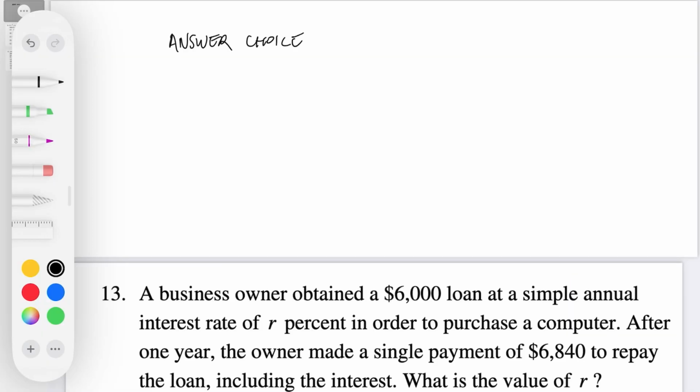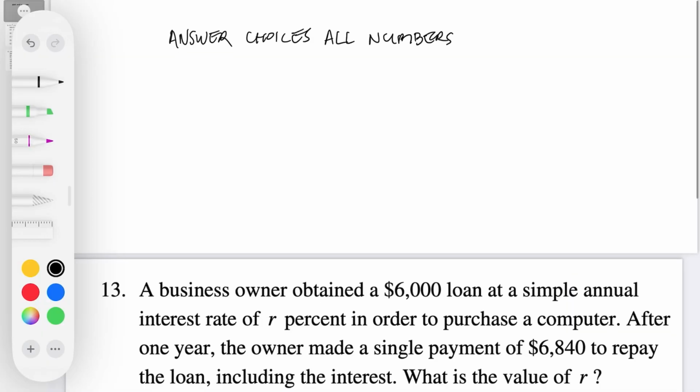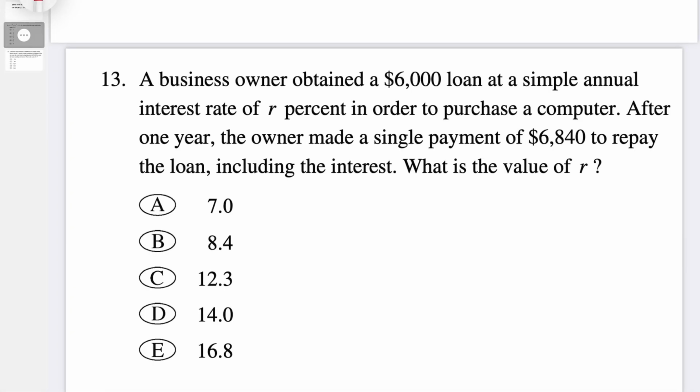This strategy is great for when your answer choices are all numerical values and when they're word problems or something that you can plug the answers into. So let's start with our first example. A business owner obtained a $6,000 loan at a simple annual interest rate of R% in order to purchase a computer. After 1 year, the owner made a single payment of $6,840 to repay the loan, including the interest. What is the value of R?